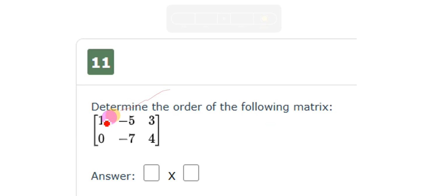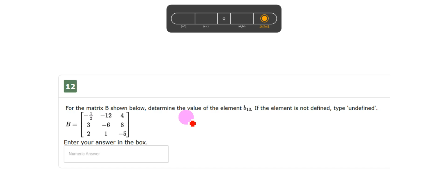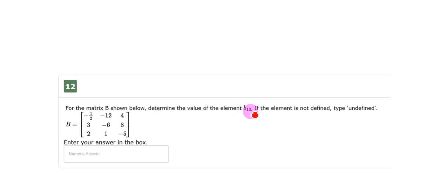Determine the order. The order is the number of rows by the number of columns. Simple as that. The value of element B13, row, column. So we go to row 1, column 3. Again, simple as that.